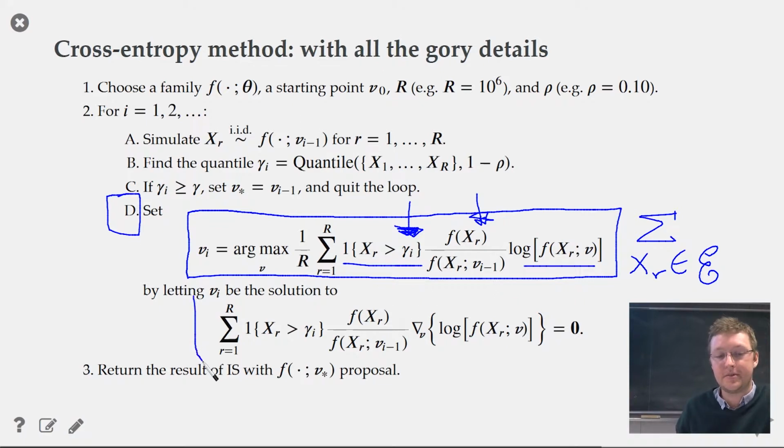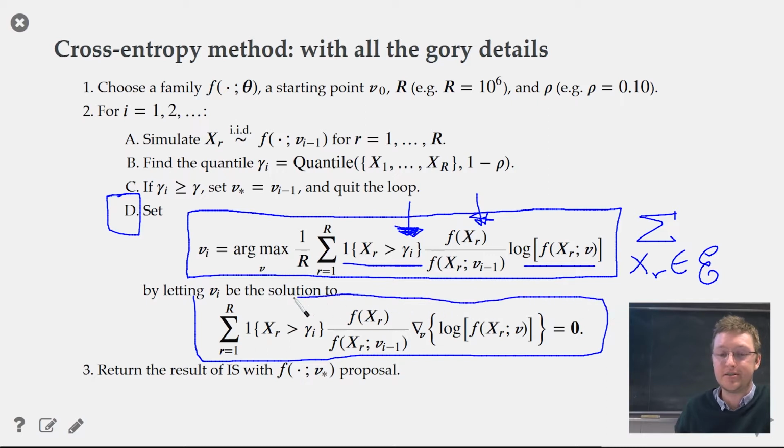Writing that in a different format, if you didn't want to maximize, but wanted to set the derivative to 0, this is what you would get. The derivative of this thing is almost all the same. The indicator comes across the likelihood ratio, and then you just have the derivative with respect to the parameter v inside there, all set to 0.